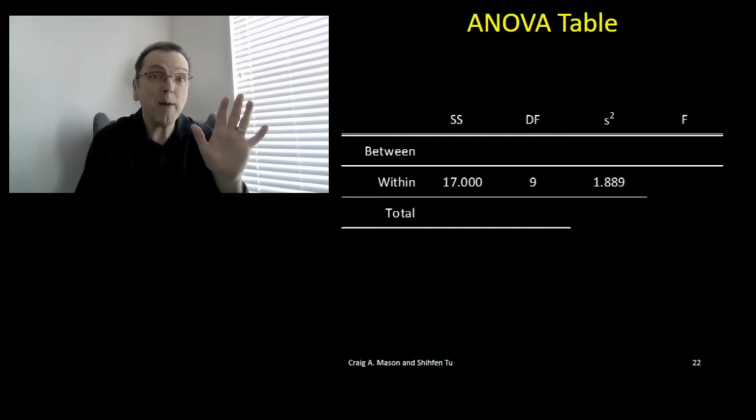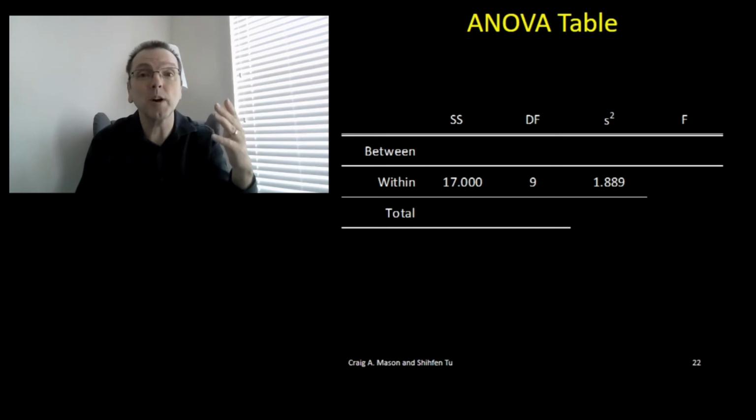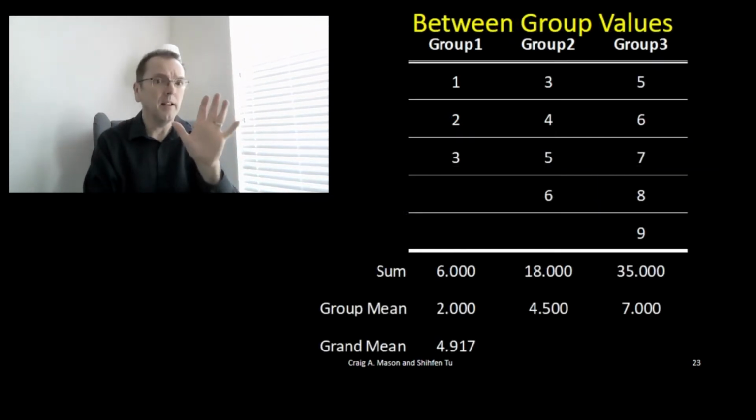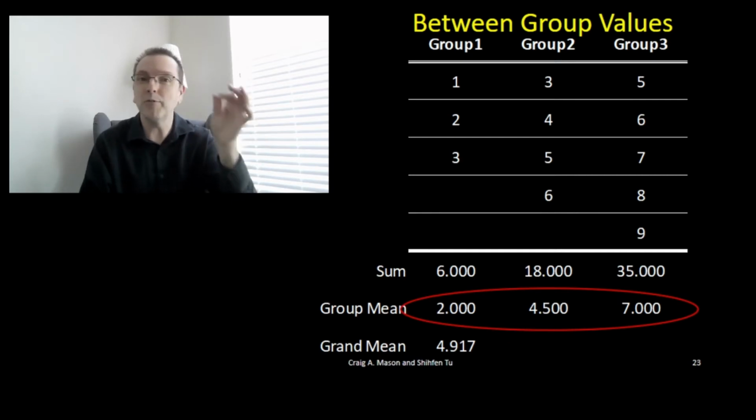Now, with that, we've completed the within groups calculations, so let's start to work on the between groups calculations. The first thing we do is go all the way back to our group means. Remember the 2 and the 4.5 and the 7 for each of our group means.